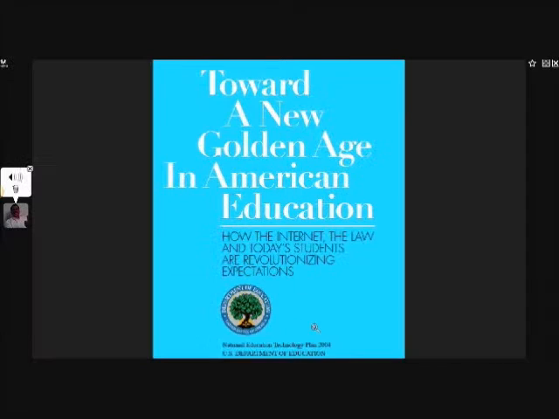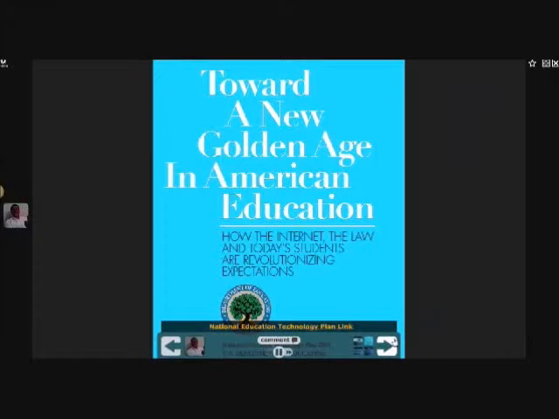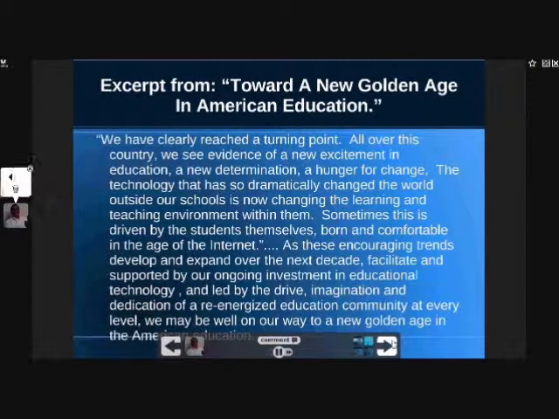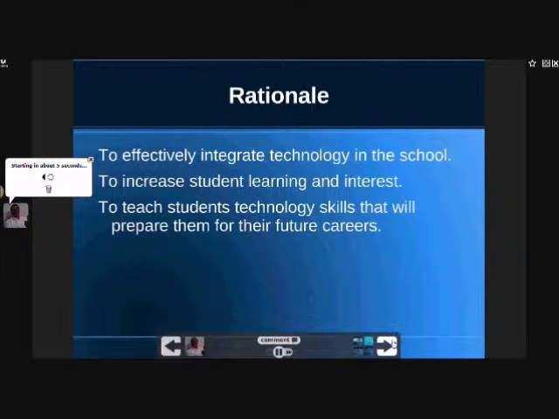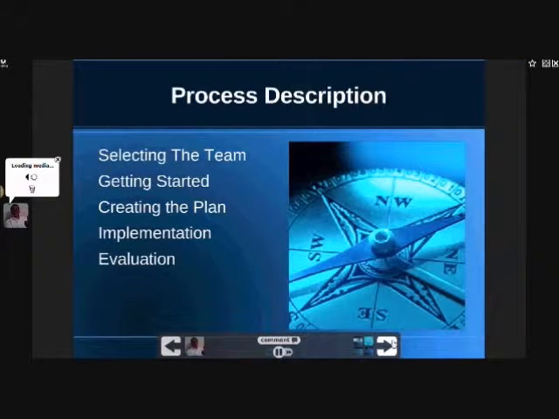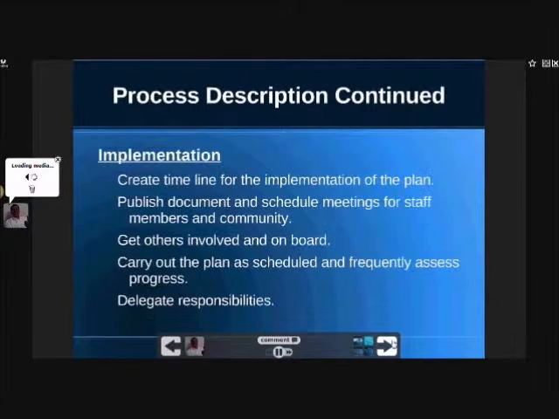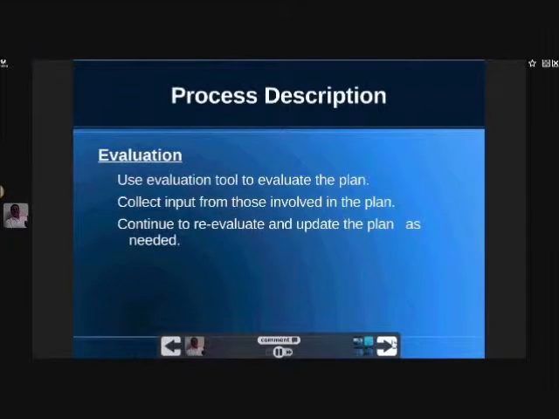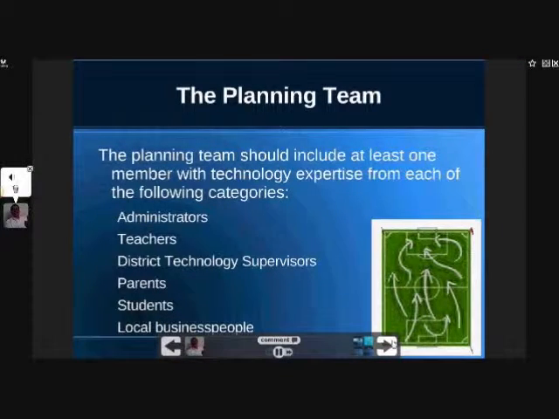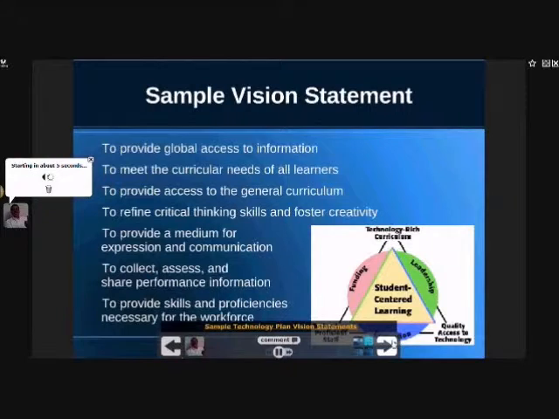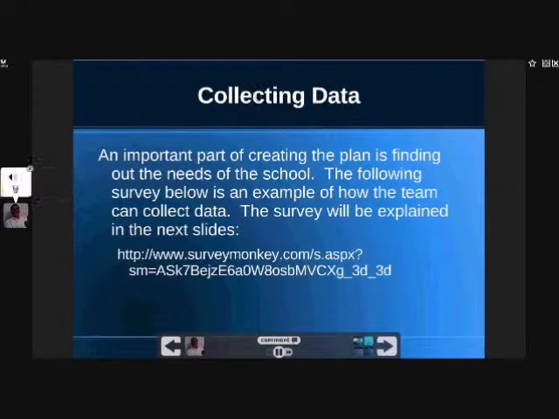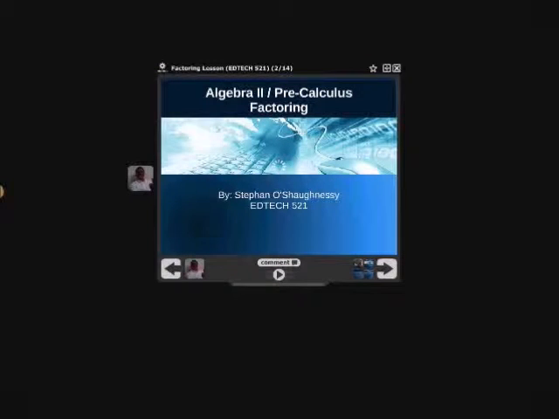I discuss the rationale for having a technology plan and then go through the steps of creating one. For example, here's the rationale. You need a process description, where you go through getting started. You select a team, you create the plan, then you do implementation. You talk about the process description, which includes evaluation, taking surveys, figuring out what your vision statement is, along with collecting data. Again, you can view all of this in my assets online in my ePortfolio.